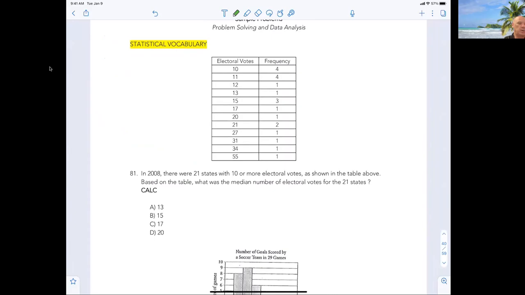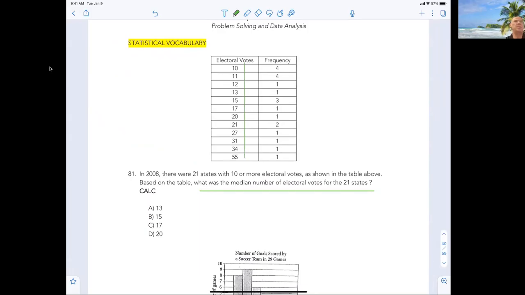Now here it says number 81, what was the median number of electoral votes? Well, the biggest problem kids do is they forget to put the numbers in order. And are the numbers in order? 10, 11, 12, 13, 15. Yeah, it looks like they're in order, right? Most of the time they're not.